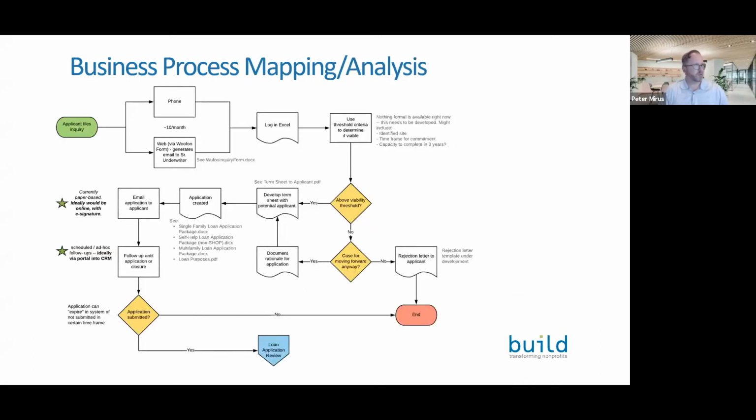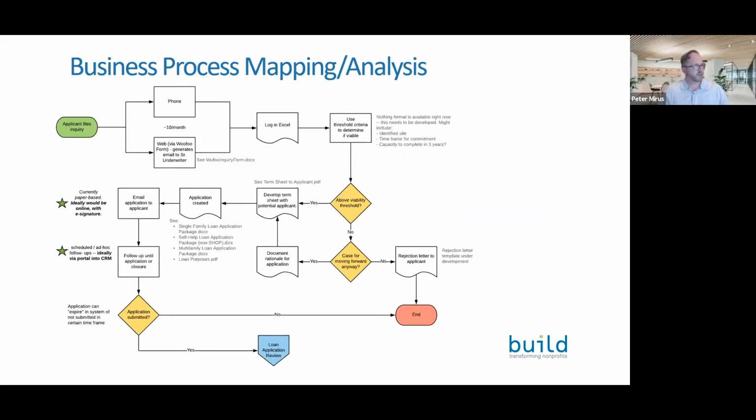And the question might be, well, what does the documentation look like? So it could be narrative documentation, it could be visual documentation, or oftentimes some combination of the two. This is on screen here, an example of the type of business process mapping that we would often do in support of a phase of a constituent journey.